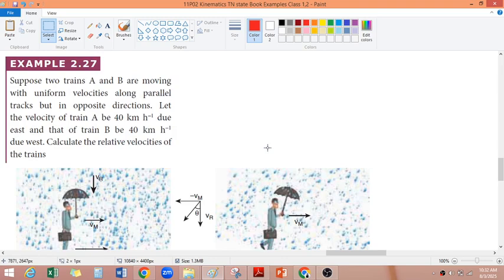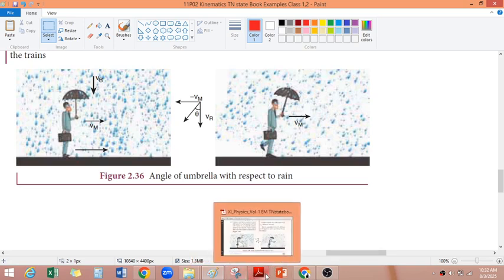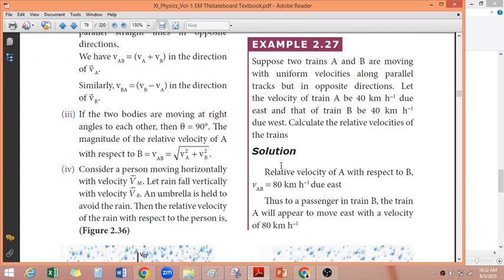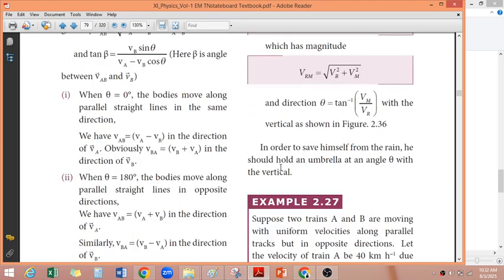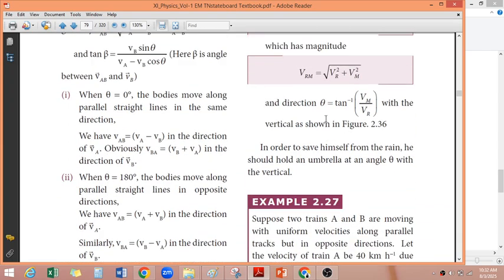Suppose two trains A and B are moving with uniform velocities along parallel tracks. Oh, okay, so it's not related to this umbrella problem. I thought it was related to this umbrella problem. Let's see if we can discuss this umbrella problem first.